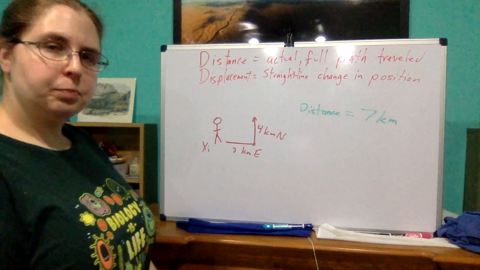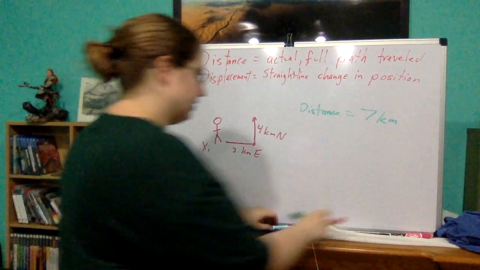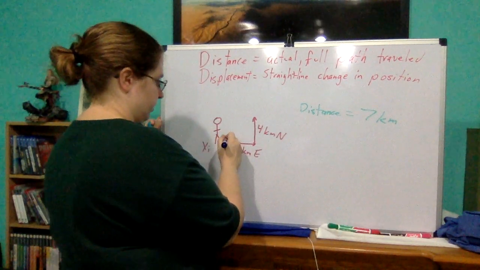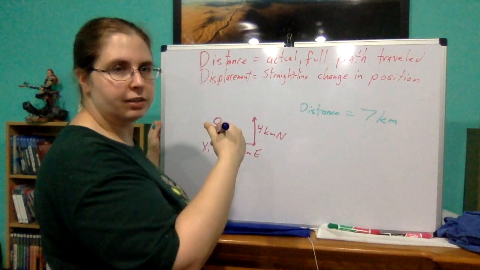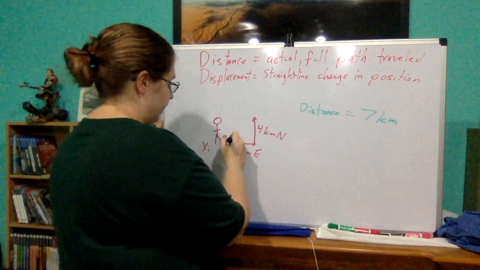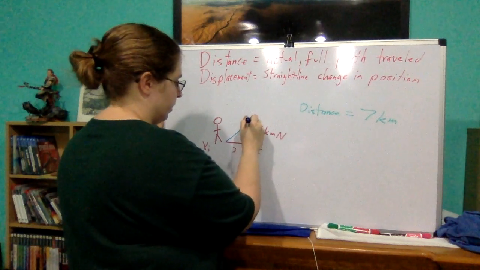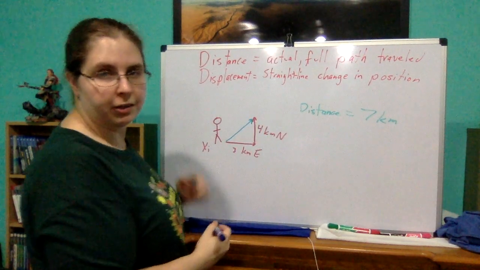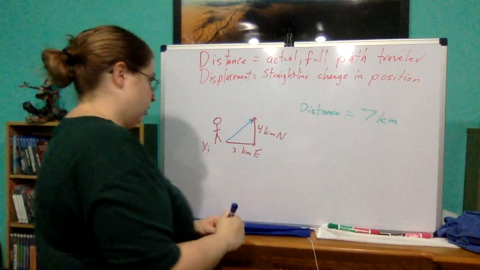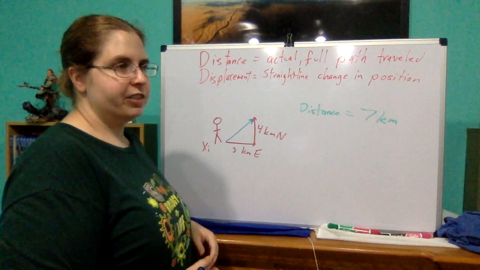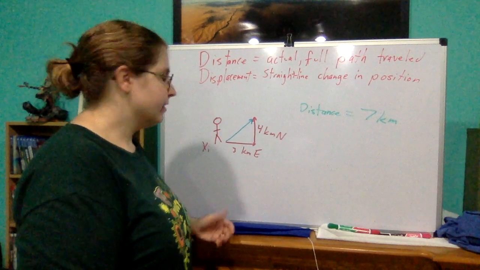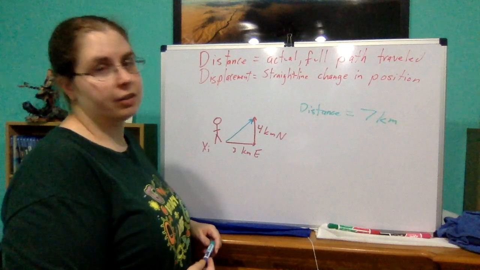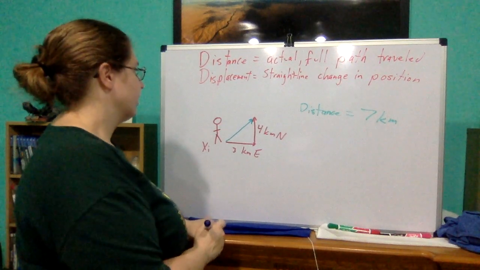Your displacement though, this time that's going to be different. It is not just straight horizontal or vertical. It is now at an angle. Well, how do I figure out that value? I just can't add and subtract in this case. No, but you could use the good old Pythagorean theorem.